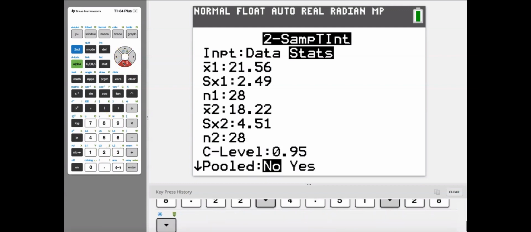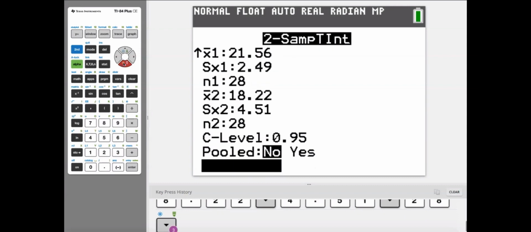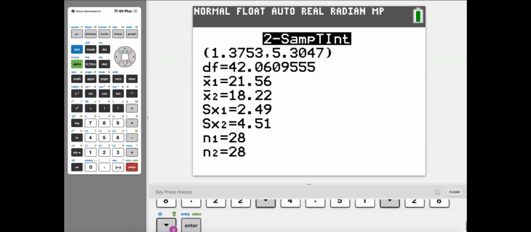Next, we set our confidence level. We want a 95% confidence interval. For pooled, by default, it should be on no, and that's where you want to leave it. We only pool if we somehow think that the standard deviation of each population might be the same. But for AP statistics, we will always say no for pooling. So go ahead and hit calculate. And you should get this result here, which is a confidence interval from 1.3753 to 5.3047.